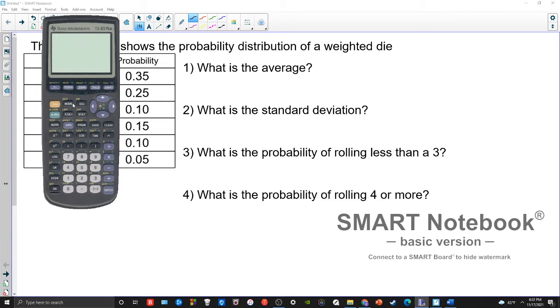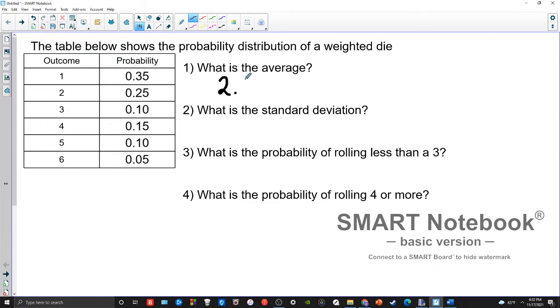Once we have them all entered in, then we're going to go to second stat, which is the list menu. We're going to go over to math, going to go down to where it says sum. Boom. We're going to say L1 times L2, and we get an average of 2.55. So on average, we're going to roll 2.55.